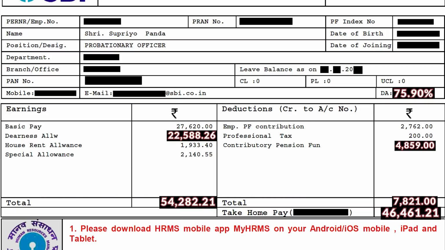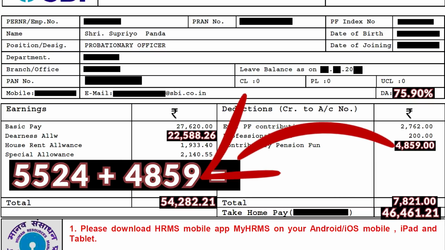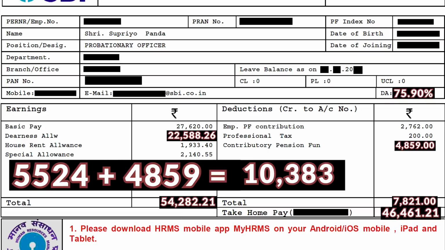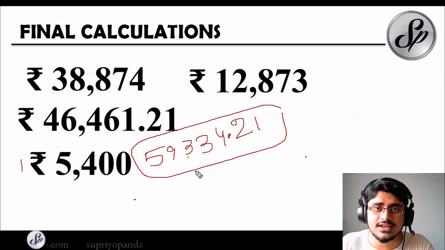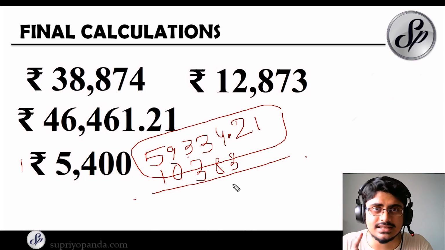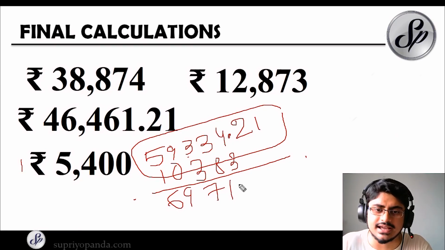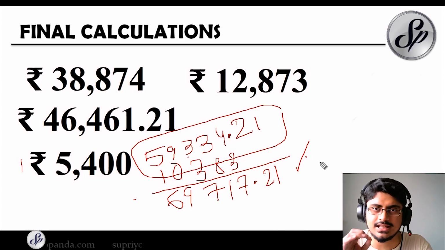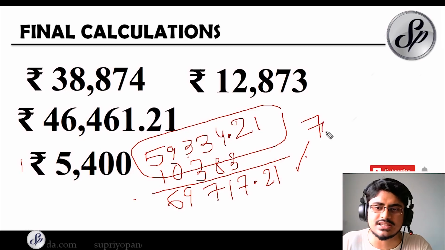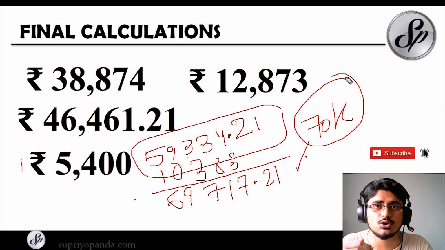So 5,524, and the next thing is 4,859, which is our NPS amount. So if you add both of these things, the total deductions come to 10,383. Okay, so 10,383 we are going to be adding with this. So how much does this come to? This comes to 69,717.21. So it is almost close to 70,000. So almost close to 70,000 you are going to get as your gross salary.